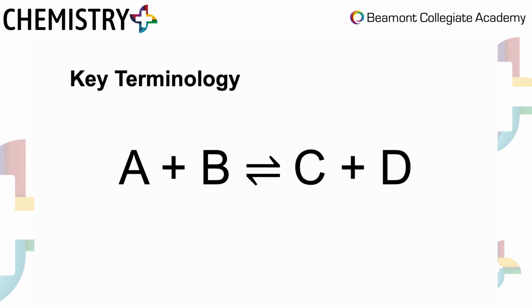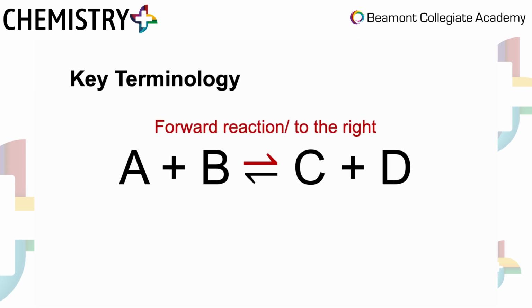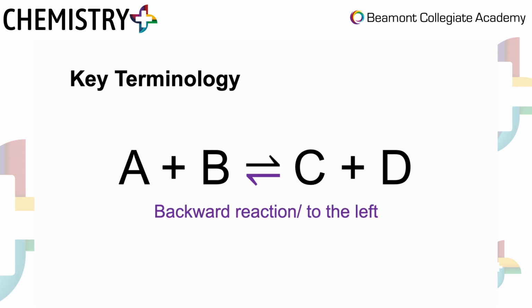Key terminology. A + B gives you C + D. The symbol highlighted here represents a reversible reaction. The top arrow of the symbol represents a forward reaction to the right. The bottom arrow represents a backward reaction to the left.